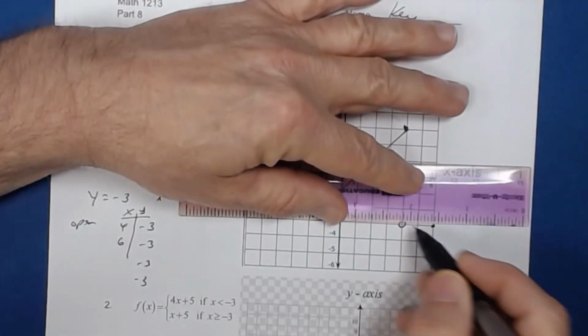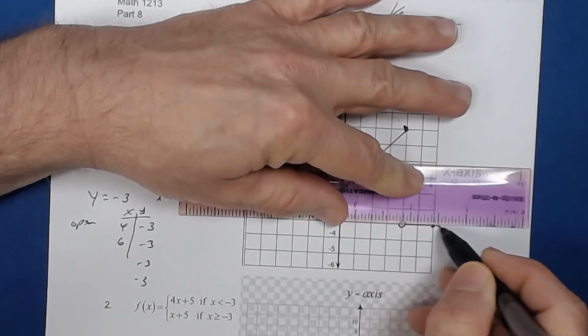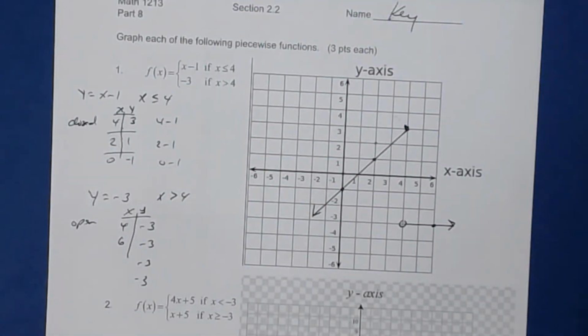So you get this ray. You get the horizontal ray right here. And there's your graph. Okay?